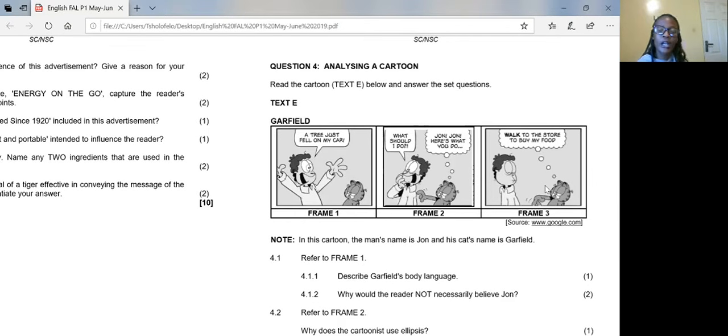You don't just say Garfield is emphasizing, then you stop there. No, don't be lazy. You must round up your answers, especially when you are in grade 12. You're not just going to say to emphasize. Tell us what is being emphasized in this cartoon. So what is being emphasized here? Garfield is emphasizing that John should go to the store. How? By walking. All right? Perfect. Let us move along.